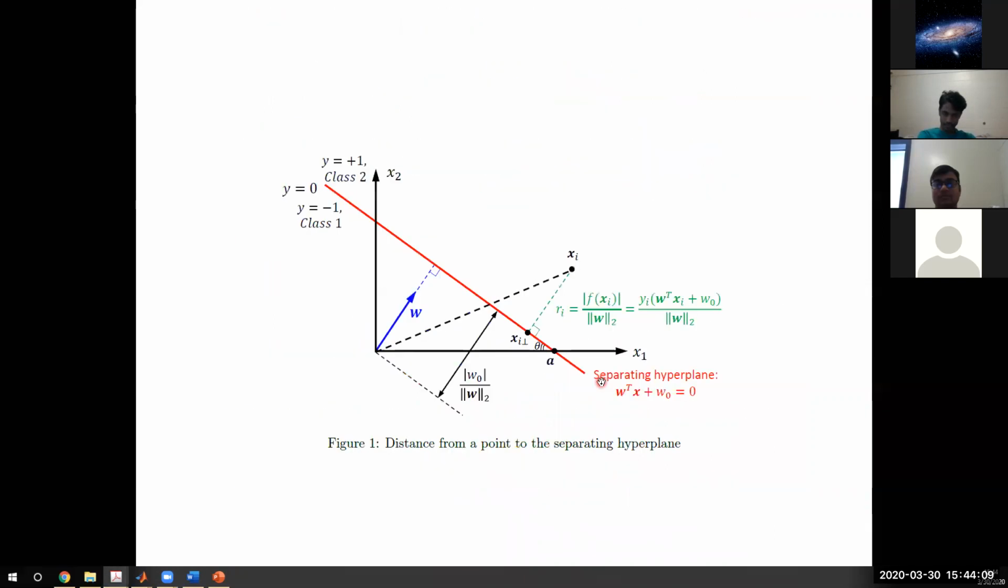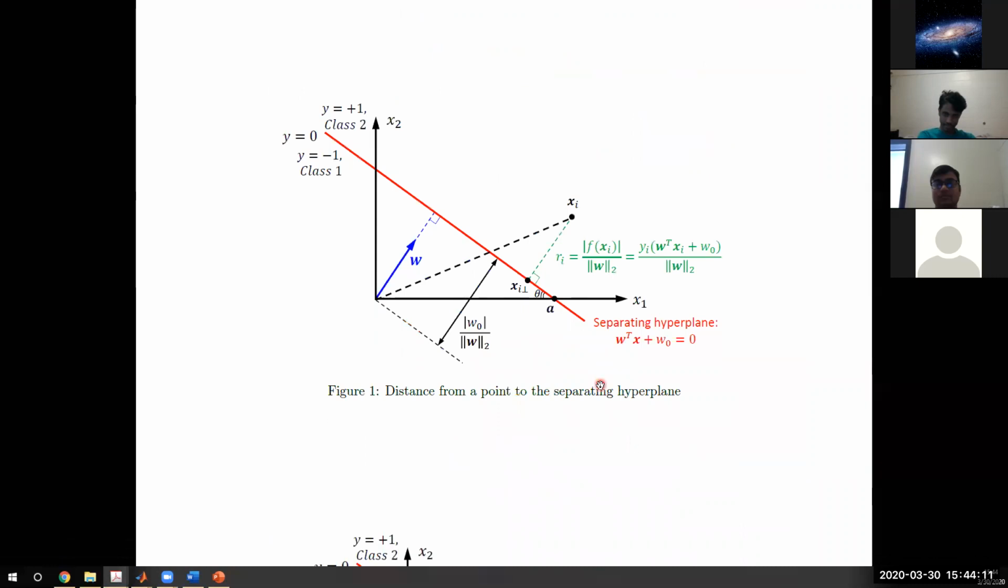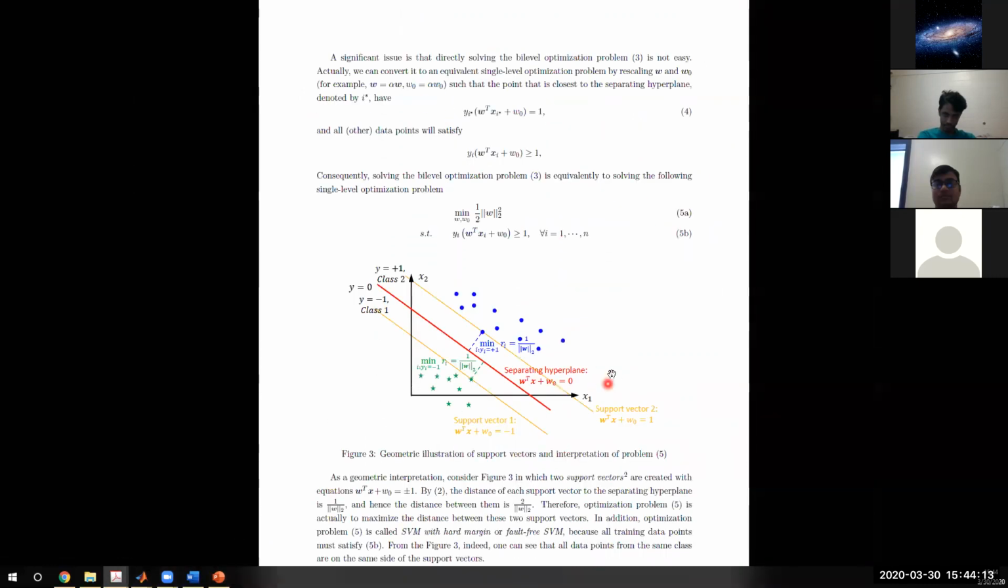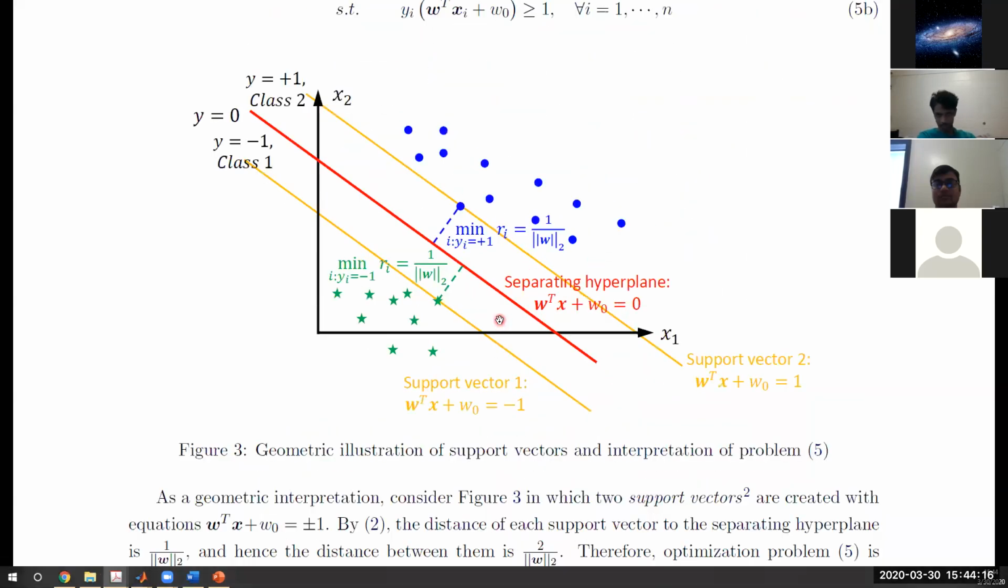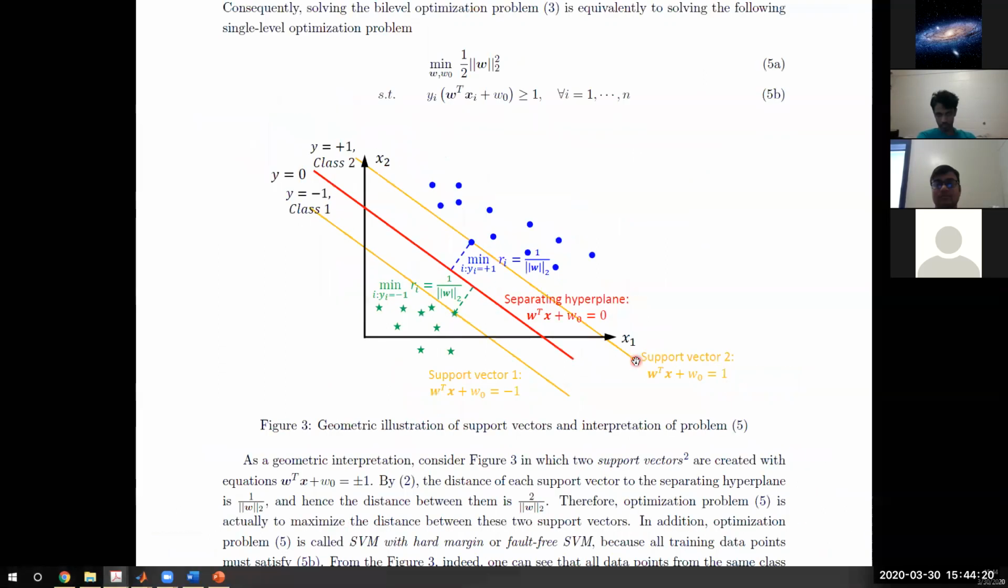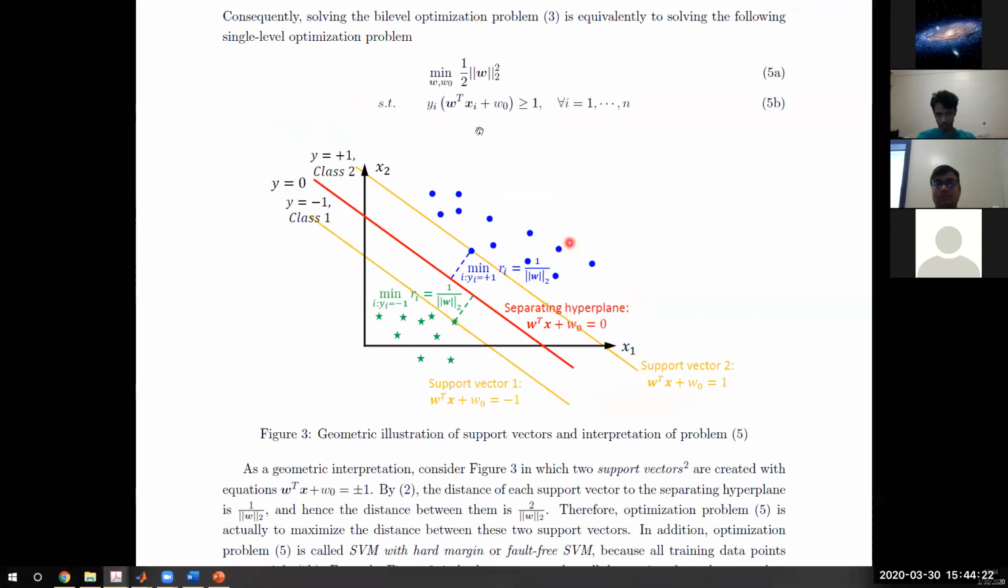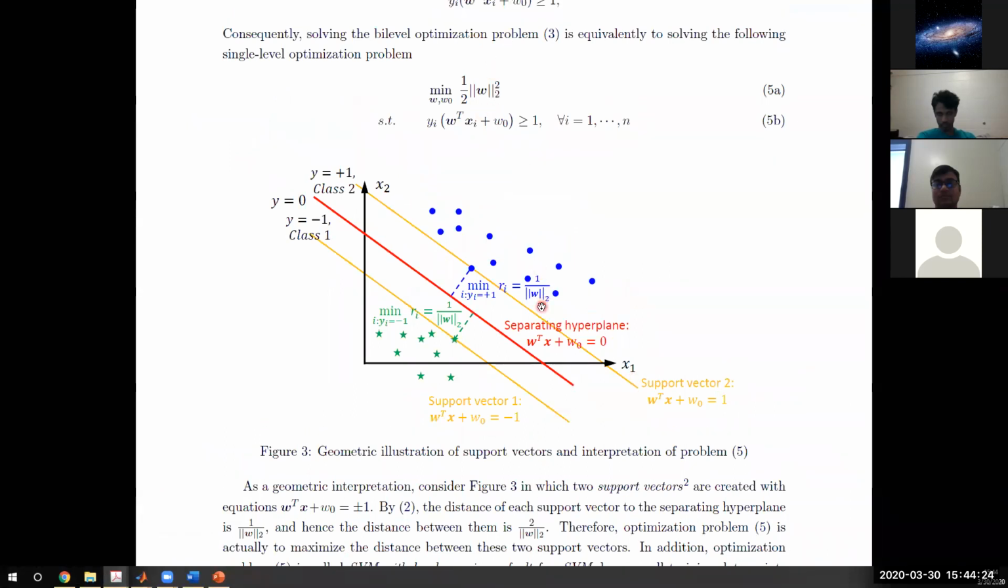Every time it's going to automatically jump this way. Come on, go back. Okay, so in this case, I can conclude that the distance between these two support vectors is 2 over the norm of w. See it? 1 over the norm of w plus 1 over the norm of w, right?